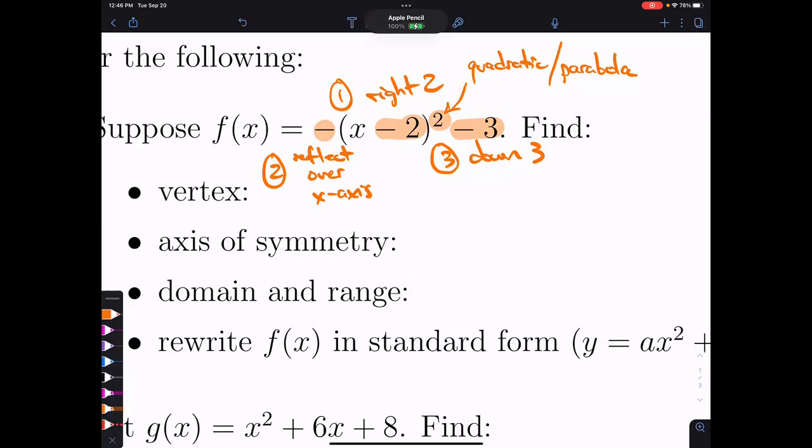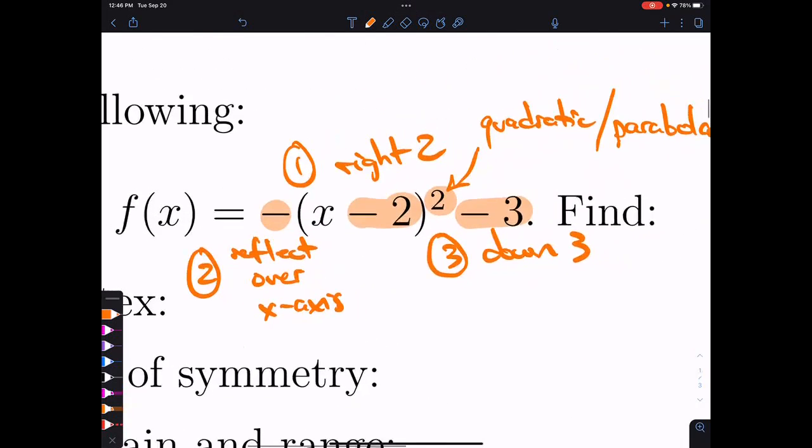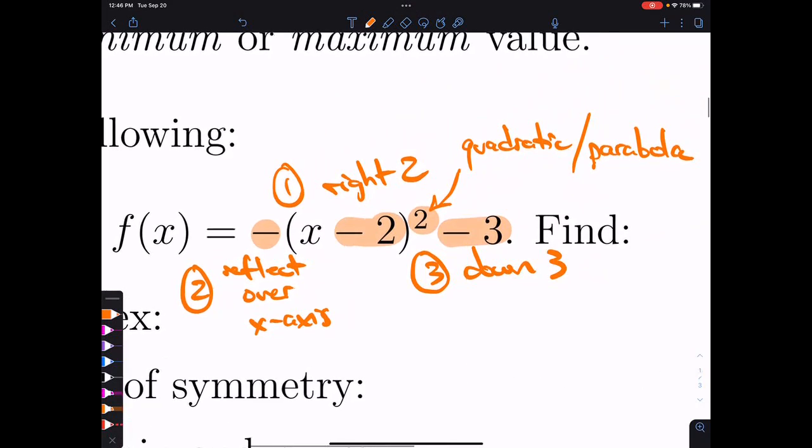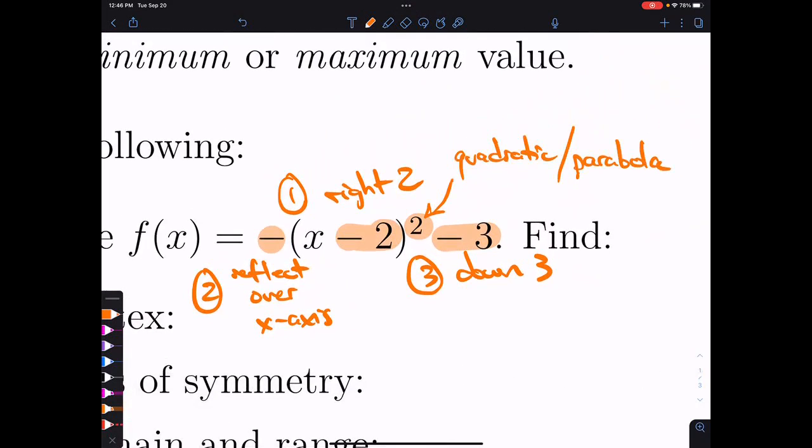Stuff we want to get into the habit of doing and looking for right off the bat. One, of course, is what kind of function is it? We want to be thinking about how I recognize that. If it's written in such a way that I can pick those things out real quick, at this point we should be pretty good at identifying that kind of stuff. Right 2, down 3, upside down.